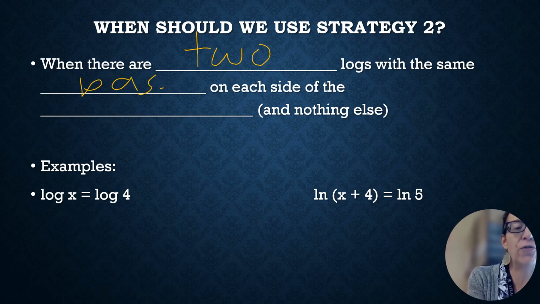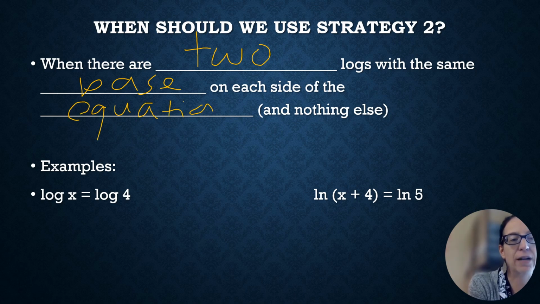Now, full disclosure, just like you don't usually see exponentials with different bases or roots that have different indices on them, you don't usually see logs that have different bases, but we want to make sure we cover all of this. So two logs with the same base on each side of the equation and nothing else. Okay, so we don't have anything else. So we have some examples here, like log x equals log 4.